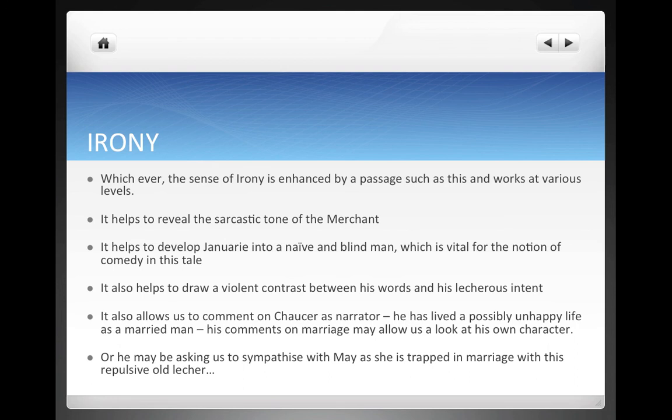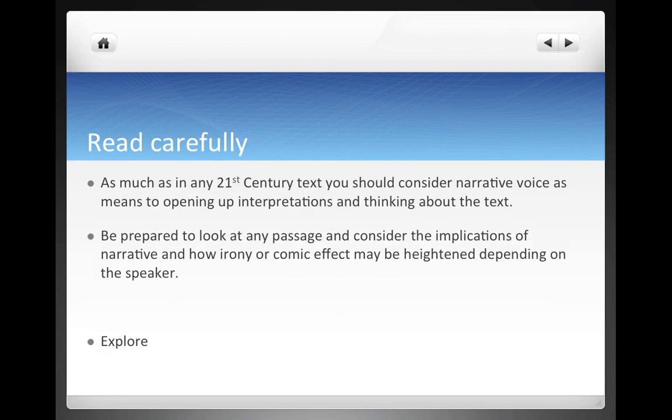We need to see whether the narrative helps us in any way to feel sympathy or otherwise towards May. In any text that we're reading, much as in any of the most complex texts of the 21st century, we should be considering narrative voice when we read Chaucer carefully as a way to open up interpretations and to think about the text. Every passage we read, we need to just be asking ourselves how these little moments of ironic statement, these moments that set up, if you like, both the comedy and the tensions within the story, can be interpreted depending on who we feel we are listening to at the time that they are spoken.